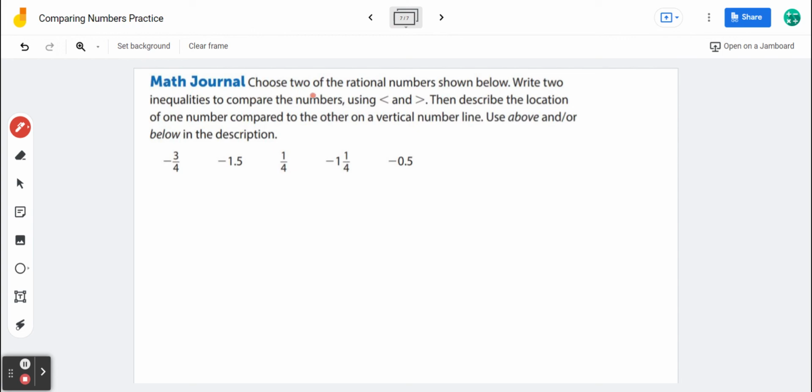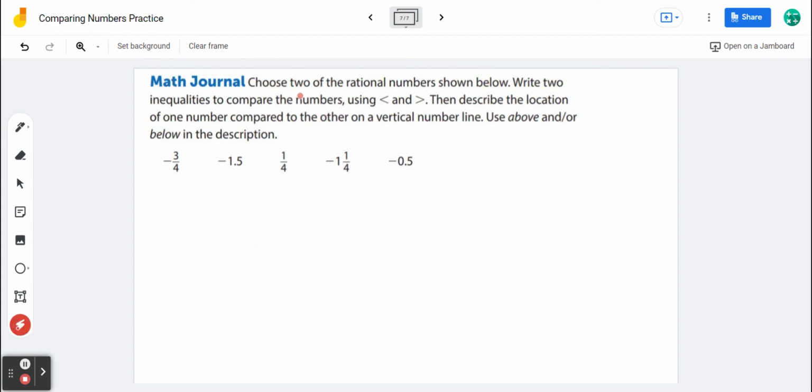Let's start all over. Choose two of the rational numbers shown below. Write two inequalities to compare the numbers using less than and greater than. Then describe the location of one number compared to the other on a vertical number line. Use above and or below in the description.